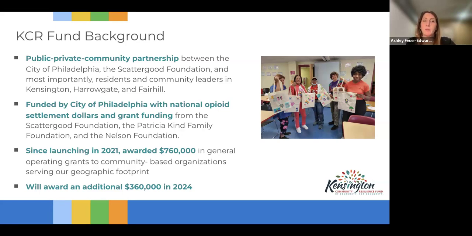We receive our funding from the City of Philadelphia with national opioid settlement dollars, as well as grant funding from a variety of regional funders, namely Scattergood Foundation, Patricia Kind Family Foundation, and the Nelson Foundation, who are our current funders. And since we started, we've awarded $760,000 in general operating grants to the community. These are all to groups that are in the community serving our footprint or located in our footprint. All of these grants have been decided by residents who are part of our granting groups. And we anticipate this year we will award an additional $360,000 in our grants this year.